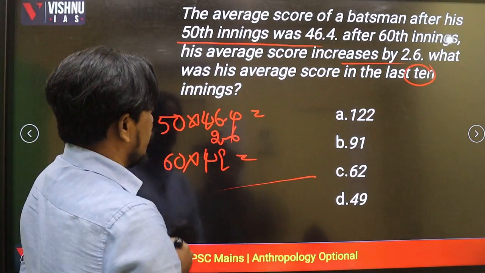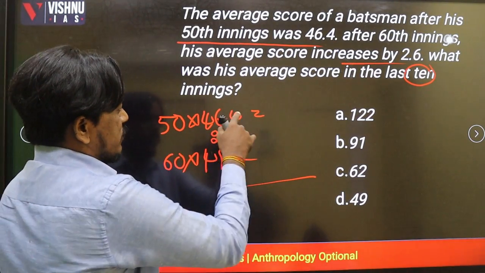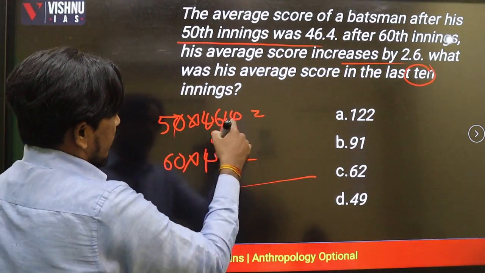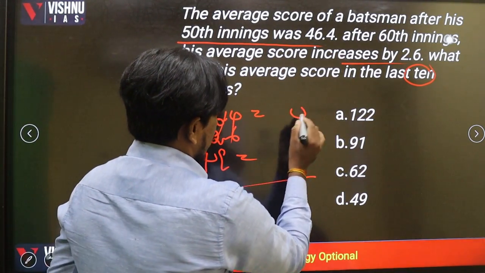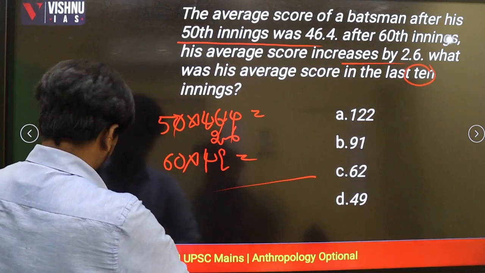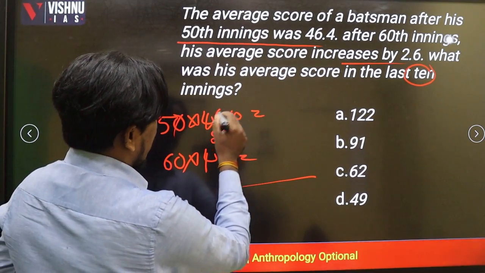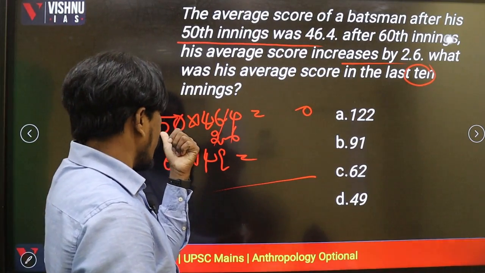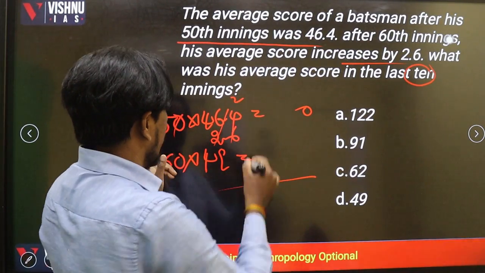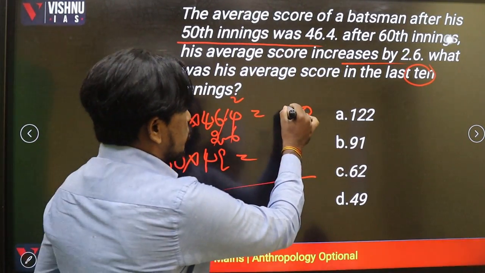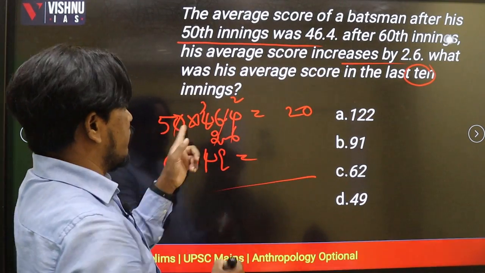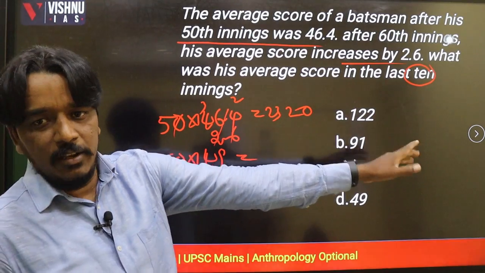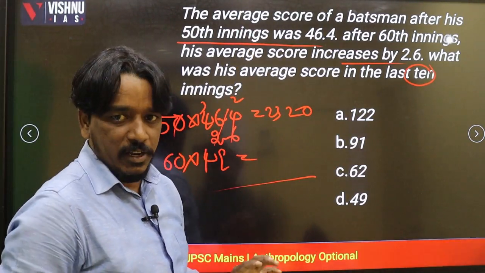So the difference of these two, if you take, 50 into 464, if you simplify here, the 0 will cancel. Clear? The 0 will be cancelled. What are we getting? 5 4s are 20, 5 6s are 30, 2 here, 3 here. 5 4s are 20, 23. 2320 we are getting for the first 50 innings.